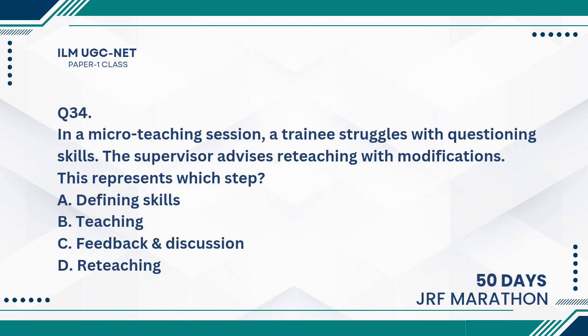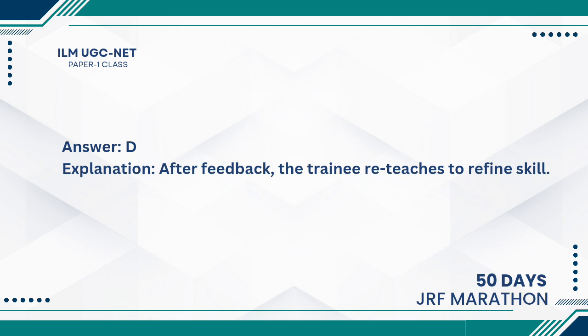Now, question number 34. In a micro teaching session, a trainee struggles with questioning skills. The supervisor advises reteaching with modification. This represents which step? Options: defining skills, teaching, feedback and discussion, reteaching. So after feedback, the trainee is reteaching to refine his or her skill. So that is option D, reteaching.